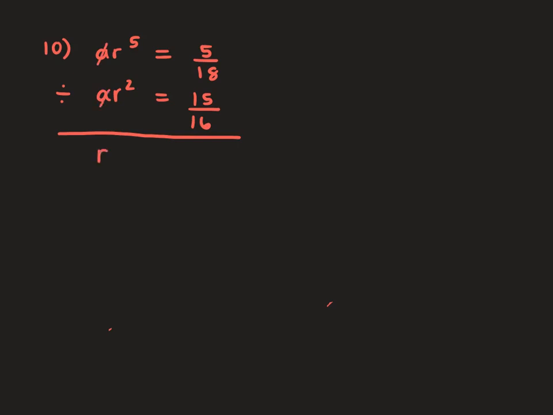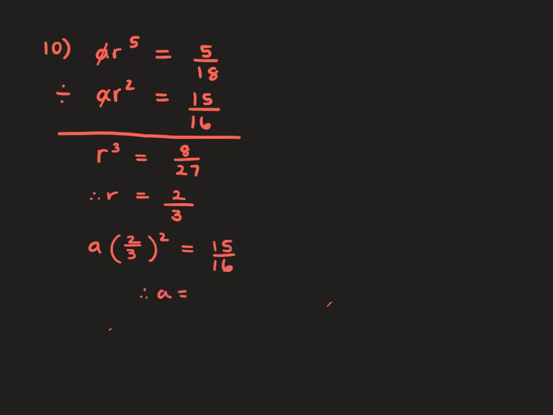The a's cancel out, you're left with r cubed. You need to figure out what is 5/18 divided by 15/16, and that is 8/27. All right. If you cube root here, so cube root the numerator, and you cube root the denominator, so 2/3 as my constant ratio. That's looking good. We need to find the value of a. So ar squared gave me 15/16.